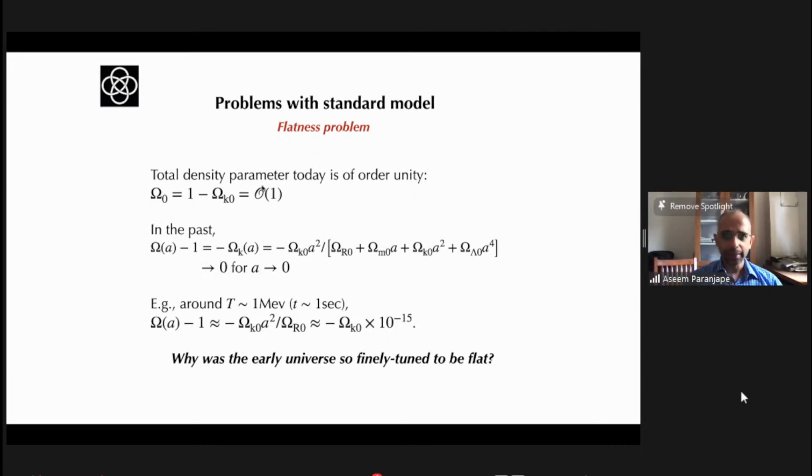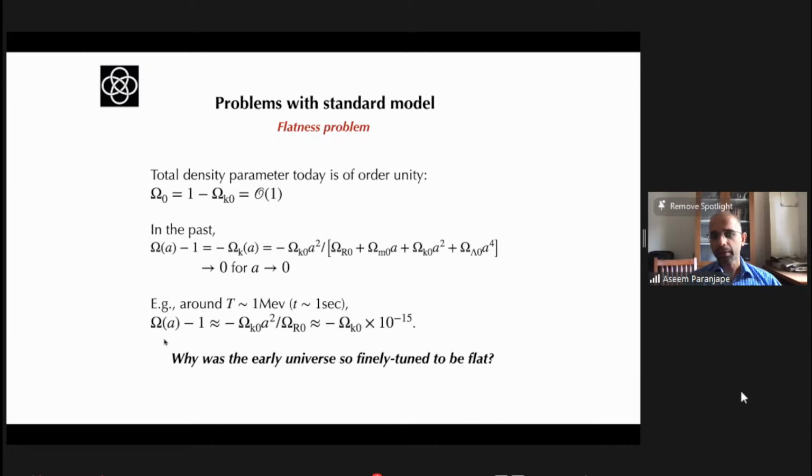So what one is saying is that omega k0 may be small or large, whatever it is, but because this is a number of order unity, this number omega minus 1 around 1 MeV scales is incredibly small. Because there is a number of order unity here and times 10 to the minus 15. This is very, very small. And now on top of that, if you go and say that actually omega k0 is also a number of order 10 to the minus 3, then that makes the problem even worse. So this is the issue.